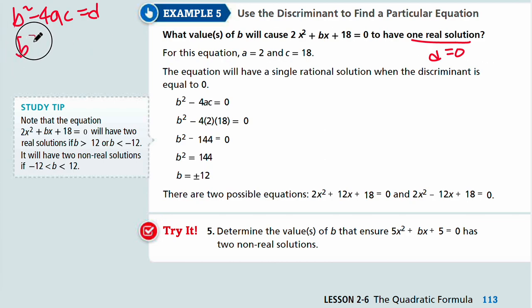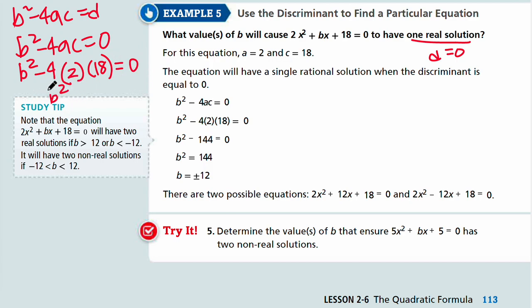So b squared minus 4ac is 0. And then we want to solve for b because we don't know what b is, but we know what a and c are. So figure out b by plugging in a and c. b squared minus 4 times 2 times 18, and that's equal to 0. And then you just solve for b. b squared is equal to 144. And so if you square root both sides, you will have plus or minus 12. So your b could either be a positive 12 or a negative 12.